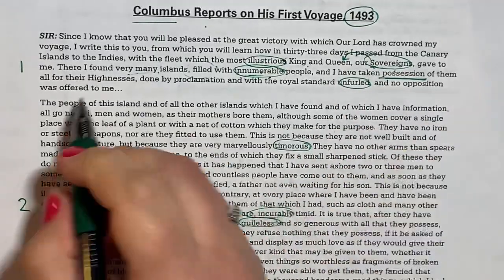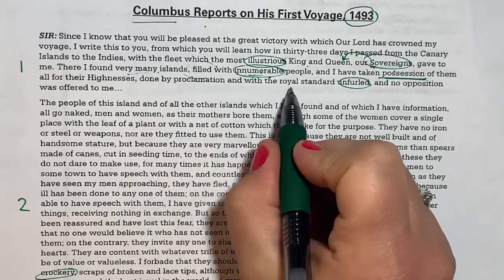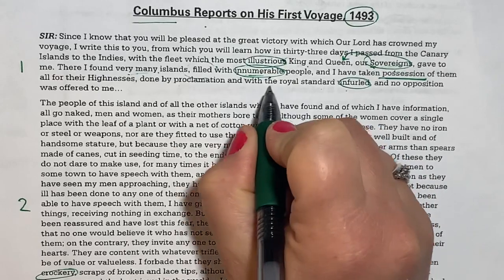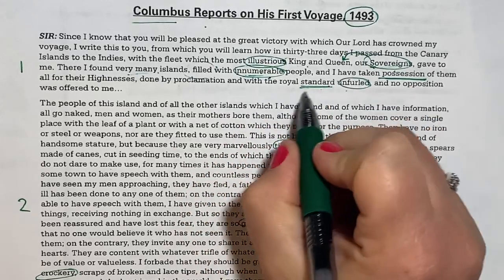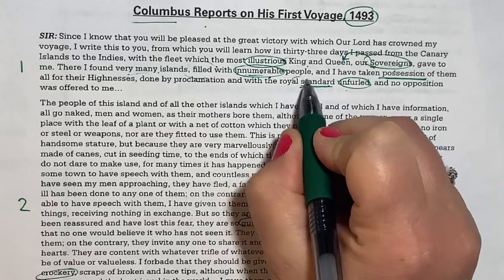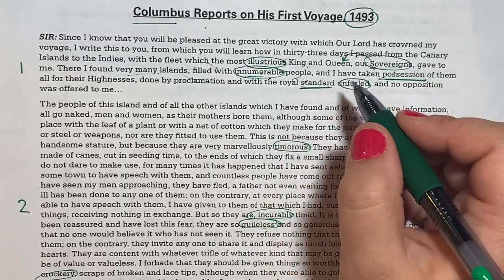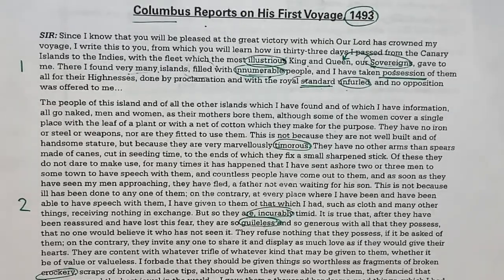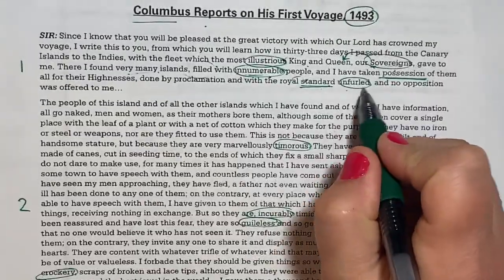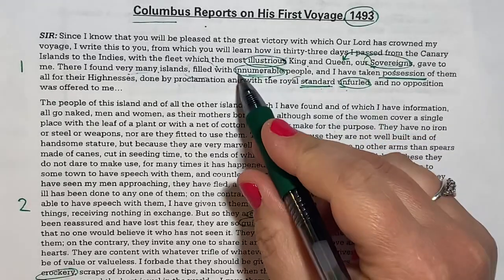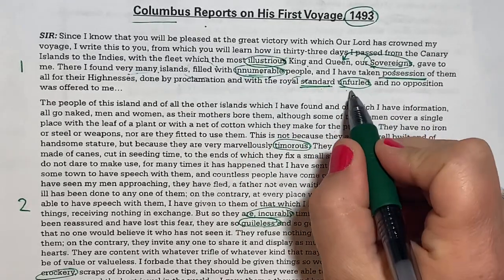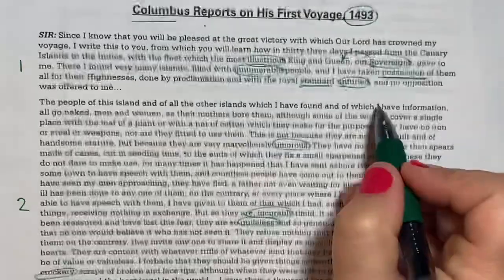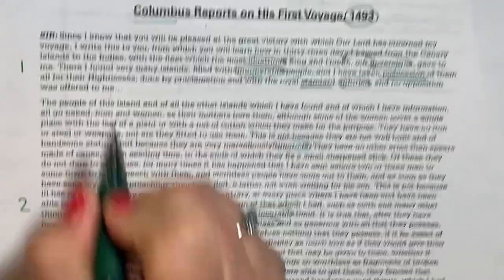That's interesting. Done by proclamation and with the royal standard unfurled. So a standard here is a noun because it's the standard, the royal standard. I know that like in war, when you go to war, countries will have a flag. And so maybe that's what it means. And then to unfurl something, again, just like in as a prefix is like not. So if it's not furled, furled sounds like curled. So unfurled, maybe the flag is unfurled. And no opposition was offered to me.